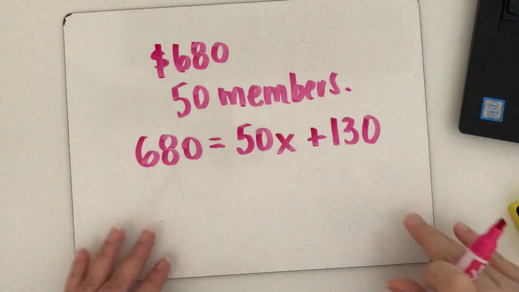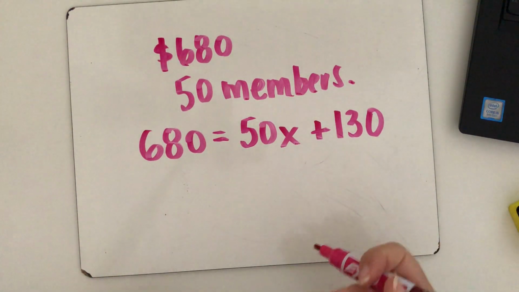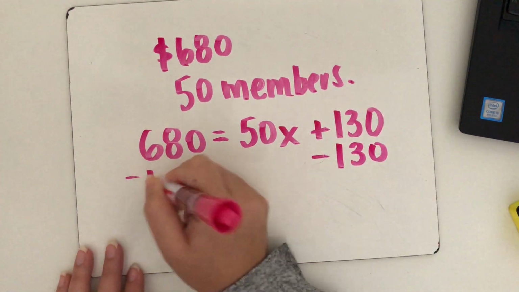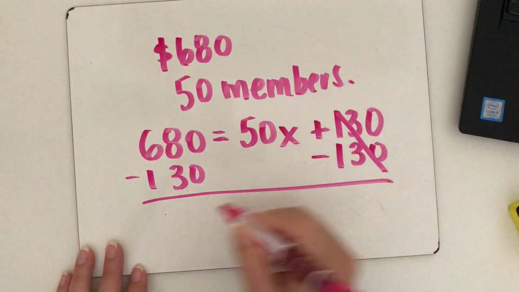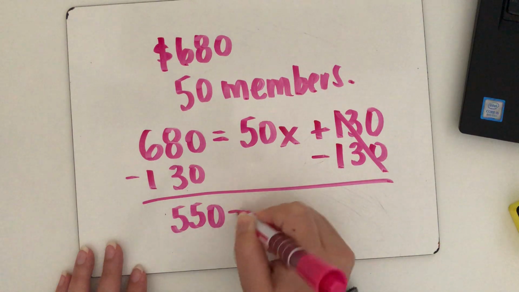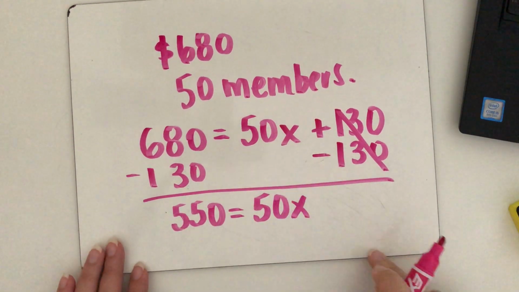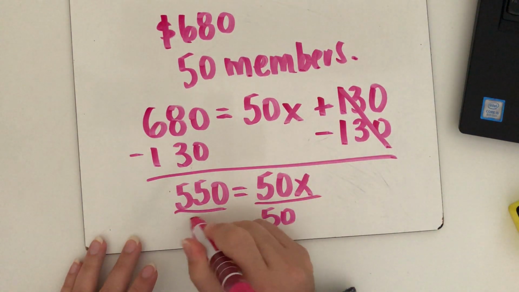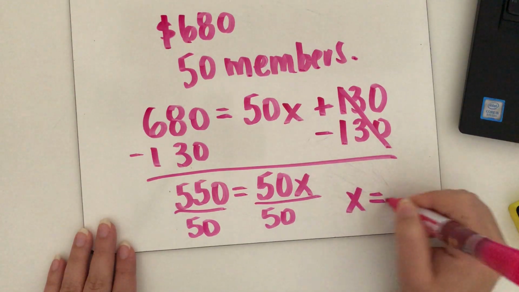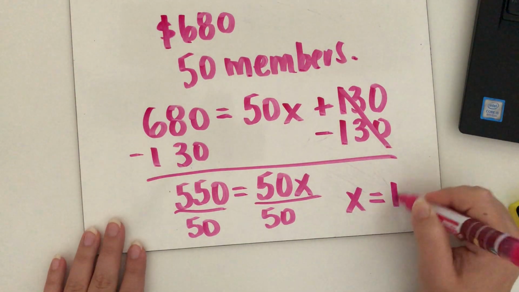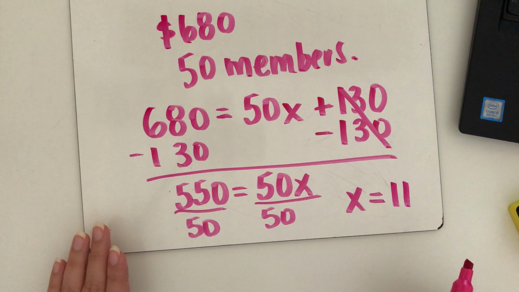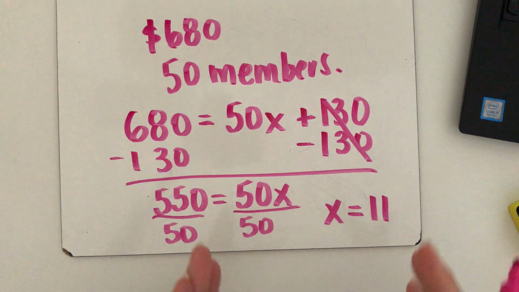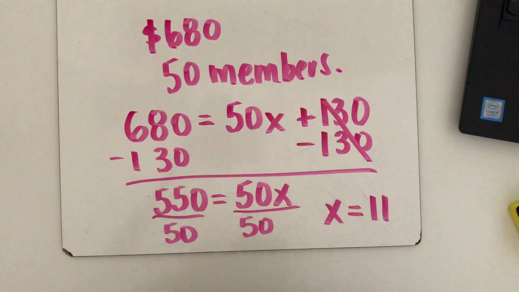So let's go ahead and solve from here. Remember that we always add or subtract before we multiply or divide. So that means that we're going to subtract this 130. That's going to give me 550 and then 50x. Now from here, this is my last step. I'm going to divide both sides by 50. So when I divide both sides by 50, I get 11, okay? So that means that each of those members needs to raise $11 at least, right? So that's what they have to do.